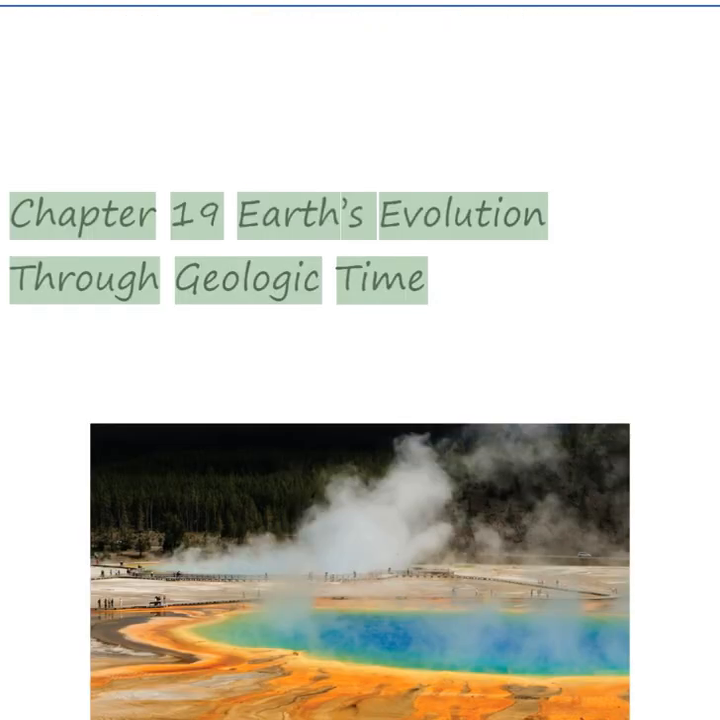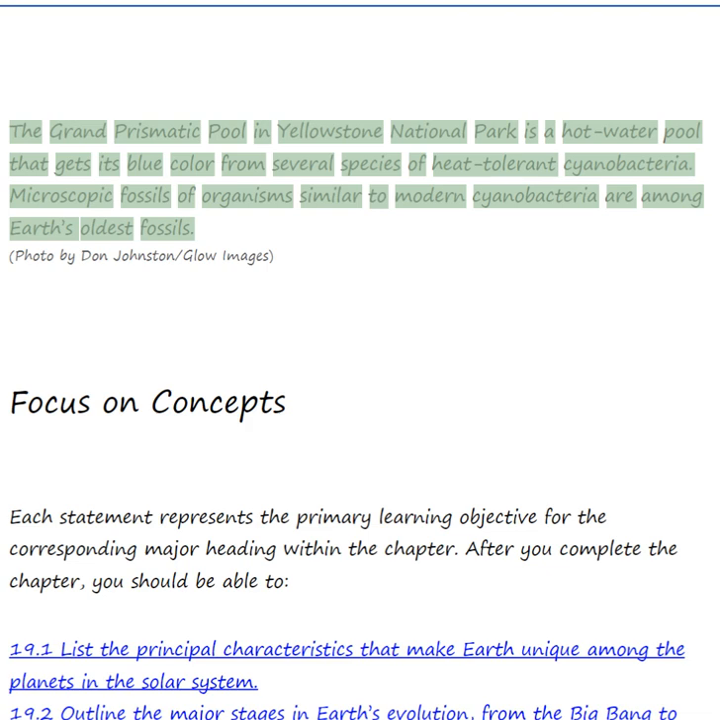Chapter 19: Earth's Evolution Through Geologic Time. The Grand Prismatic Pool in Yellowstone National Park is a hot water pool that gets its blue color from several species of heat-tolerant cyanobacteria. Microscopic fossils of organisms similar to modern cyanobacteria are among Earth's oldest fossils.